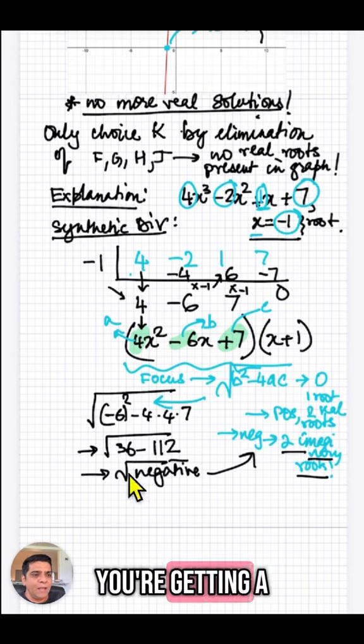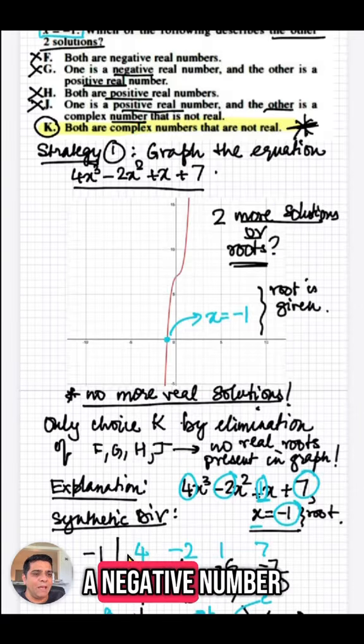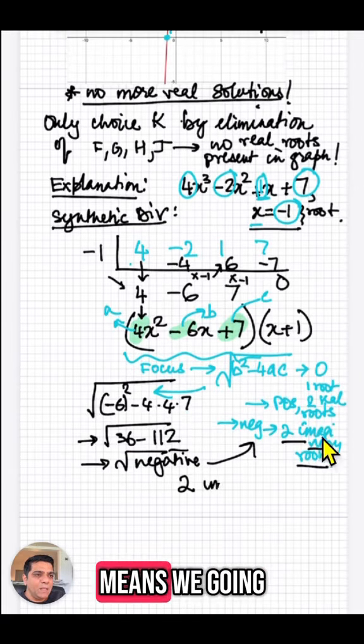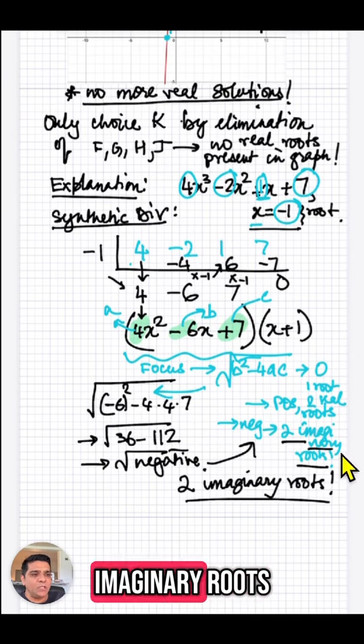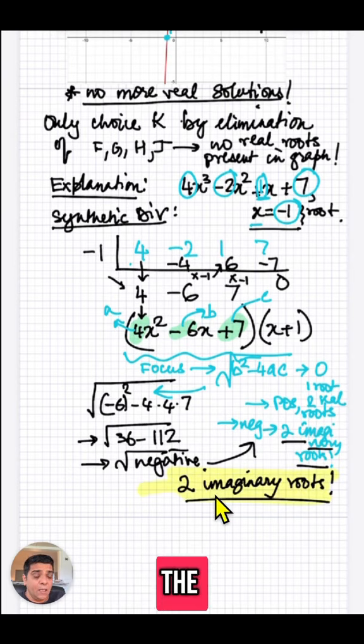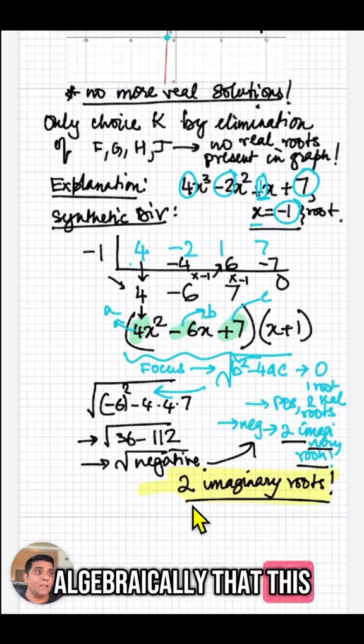So basically we are getting the square root of a negative number. That means we're going to have two imaginary roots. So that is the way to show algebraically that this indeed has two imaginary roots.